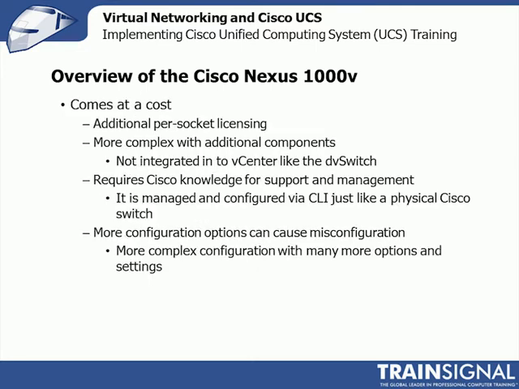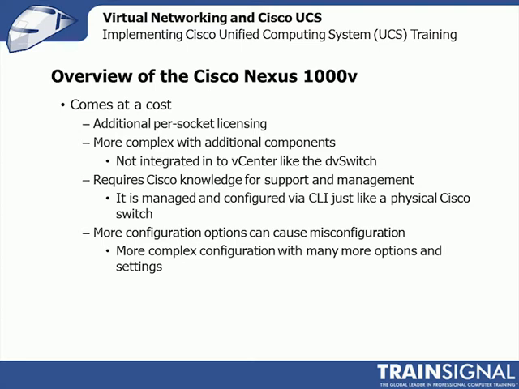Some things about the 1000V. First, it comes at a cost. It has to be licensed, and normally it's licensed per socket. So if I have 5 hosts in my cluster, each of them dual CPU, not cores, but dual sockets, then 5 of them with dual sockets, that's 10 total sockets. I have to buy 10 sockets of 1000V licensing. And as I said, if you're buying UCS and VMware from Cisco, normally they give you those licenses for free. If not, you have to go purchase those, so it's an additional cost.